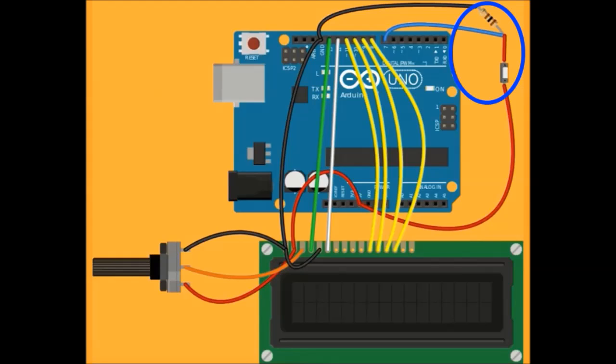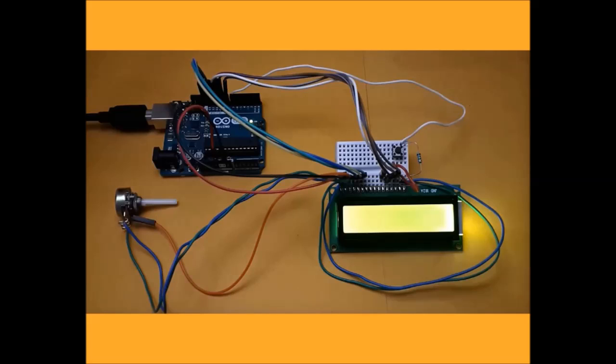A push button is connected to a 100 ohm resistor. The push button is connected to pin number 7 and a 100 ohm resistor is connected to the ground. All other connections are exactly the same as in our previous experiment. This is the live setup of the connection, as shown in the circuit diagram.